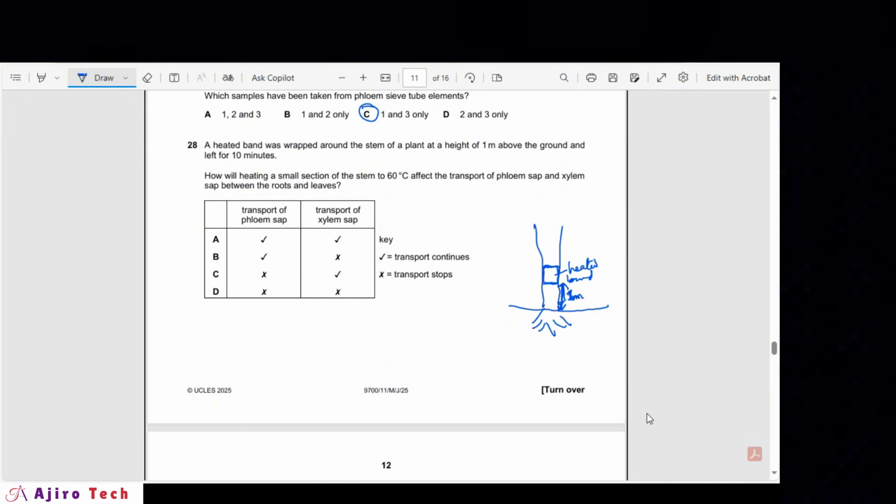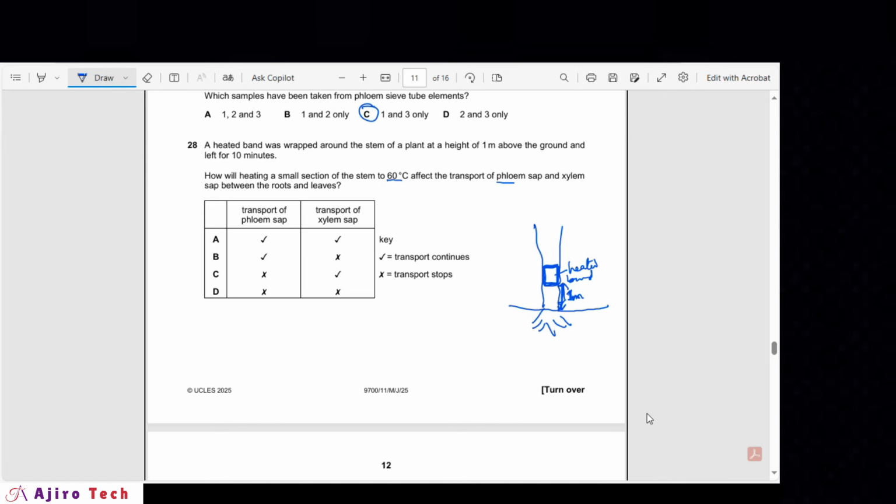Now, when a heated band is left for 10 minutes, remember heat will be entering the plant from the stem. So how will heating a small section of the stem to 60 degrees Celsius affect the transport? Remember, plants are living organisms too, with enzymes inside their cells that are sensitive to temperature. So how does it affect the transport of phloem sap and xylem sap between the roots and the leaves?